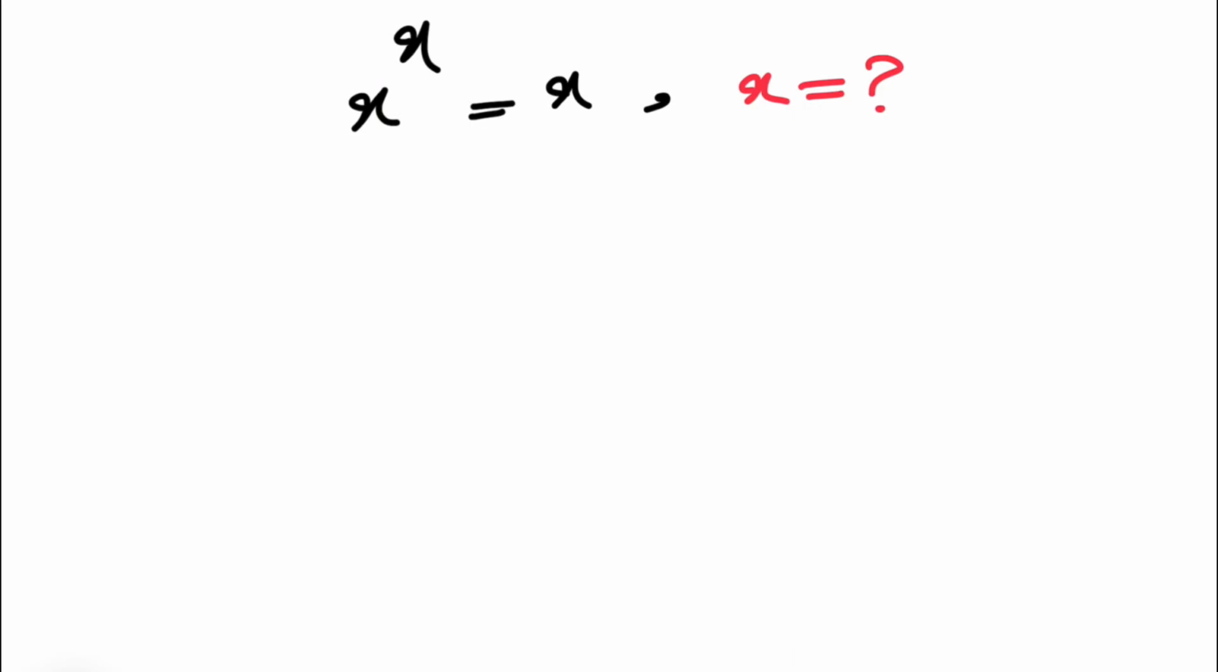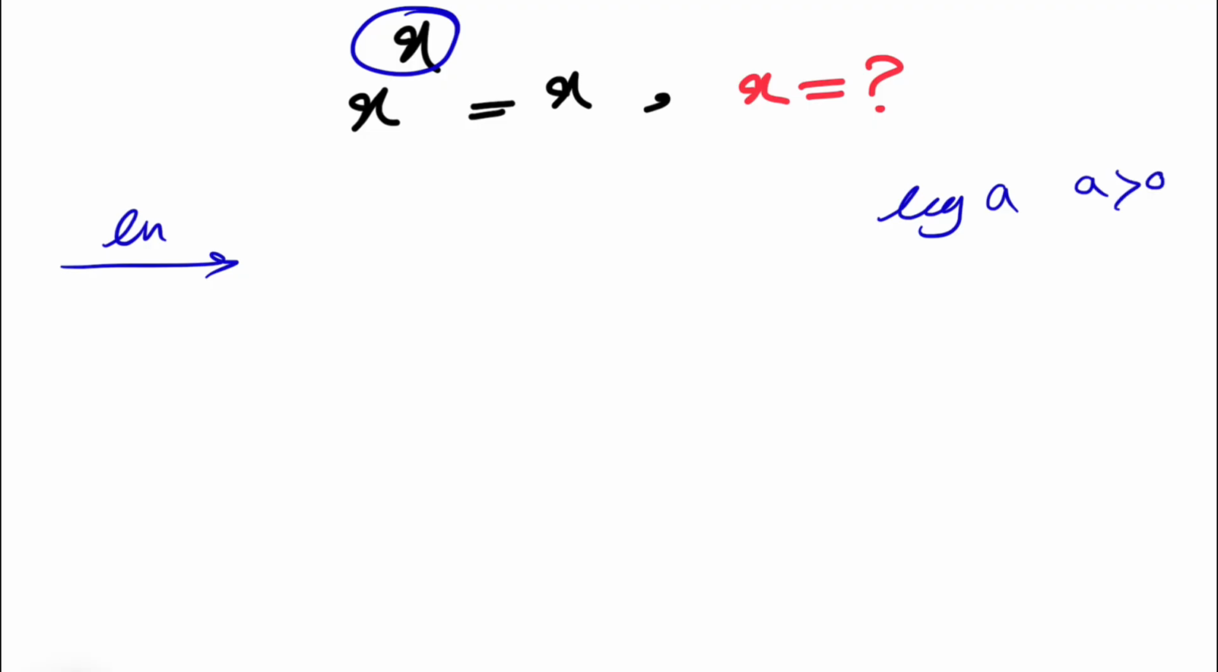Let's see how we can solve this equation x to the x is equal to x. And what we're going to do in here, we have our x in the exponent, and a common way in these kinds of questions, we can go with the logarithm or natural log on each side. If we do the natural log on each side, keep in mind that the domain of natural log, the log of a has to be greater than 0.